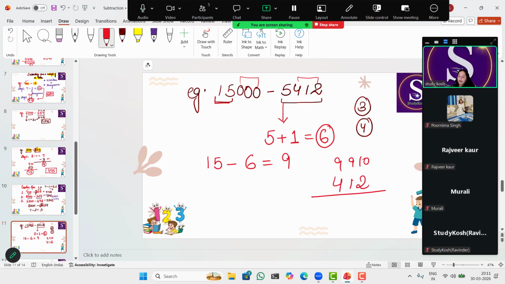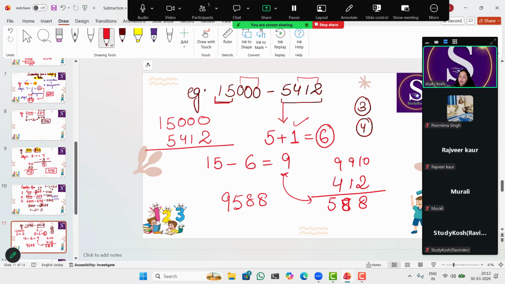I'll take one more example. If I have 12,000 minus 456, in this case the number of zeros is 3 and the number of digits is 3. So directly I'll subtract 1 from this 12. I got 11. And here I'll apply all from 9, last from 10. So I got 5, 4, 4. Join these two. The answer is 11544.